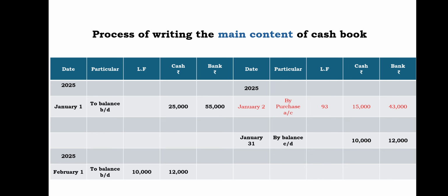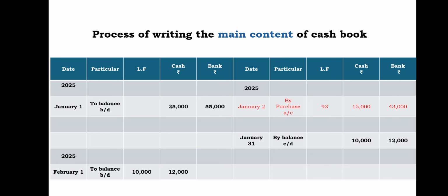As you can see in the red text, I have mentioned what has happened in the month of January. In the month of January, only one transaction has happened, that is on January 2. On January 2, you purchased goods by paying cash of 15,000 rupees and by paying 43,000 rupees through the bank. According to our question, only one thing has happened in the month of January: you paid 15,000 by cash and 43,000 by bank because you purchased goods.